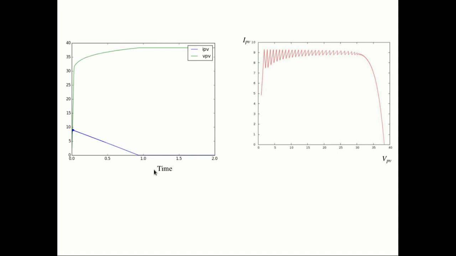And if instead of mapping it with time, we map these two variables with respect to each other, that is, we take the PV voltage on the x-axis and the PV current on the y-axis, we'll get this characteristic.